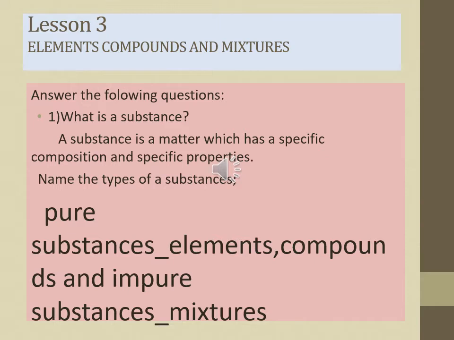Write fast, children. What is a substance? Name the types of substances. A substance is a matter which has a specific composition and specific properties. Then name the types of substances. Pure substances, elements, compounds, and impure substances, mixtures. Did you write, children? Okay, we will go to the next question.